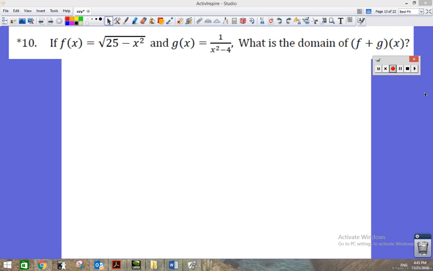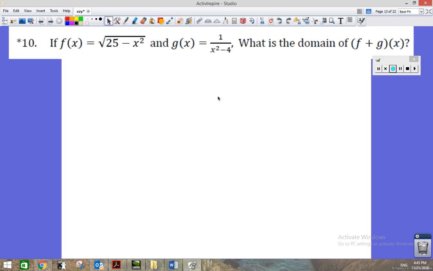But not only do they want us to add these functions together or subtract them, they want us to find the domain of this new function, the resulting function. And what's pretty amazing is that you can find the domain of that resulting function actually without ever finding the equation. I don't have to add f and g together to find the domain of this new function f plus g. I can take the domain of f and what they call intersect the domain of g.